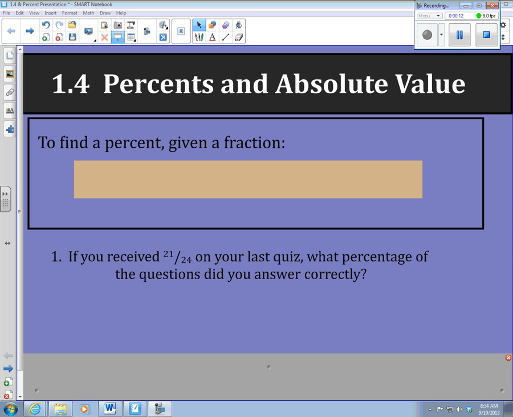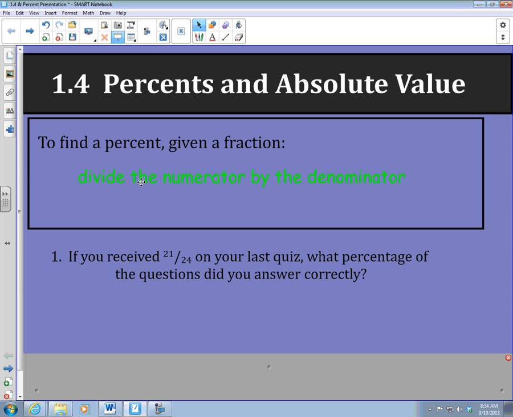And today we're going to be working on some percents and some percent of change. One thing you're going to do when you're working with percents is you're going to also work with fractions. So we want to figure out how to find a percent given a fraction. And basically you just do this.